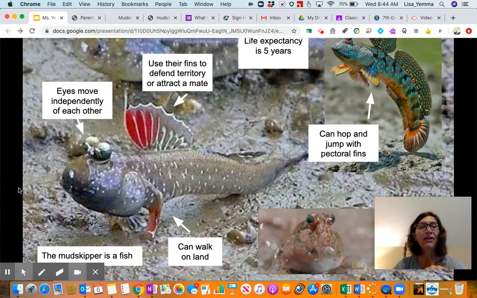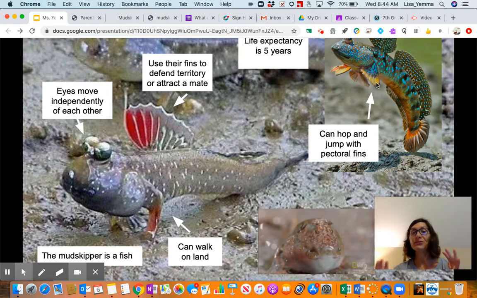With their fins, they can use their fins to defend their territory. They can use fins to attract a mate. During mating season, you can see the mudskipper up here. They have these cells in their skin that can change colors. They can breathe through their skin. There's just so many cool things about my mudskipper, and that's this final slide.